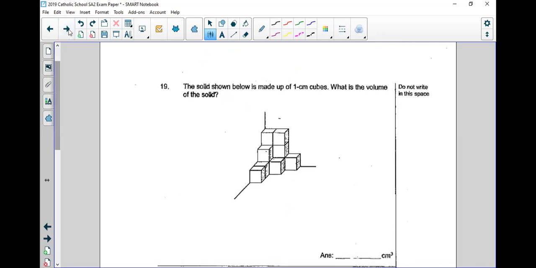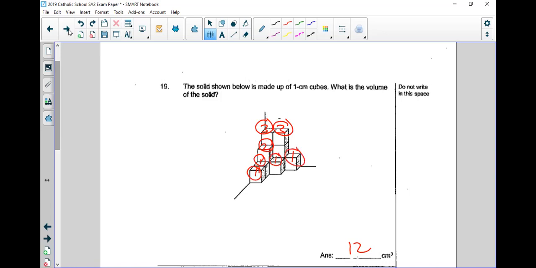Okay, what's the answer for this? What's the volume? Question 19, your volume is 12 cm cube. Now this one, there's a danger here, because those of you who do this way, you need to count how many cubes. So how many cubes? 3, 3, 2, 1, 1, 1, 1. And then you add all the cubes. So 3, 6, 8, 9, 10, 11, 12.